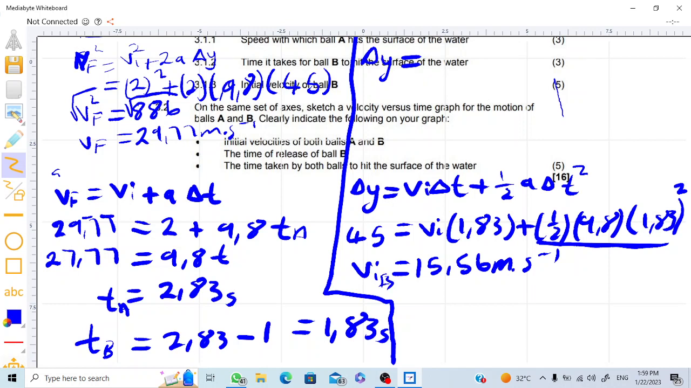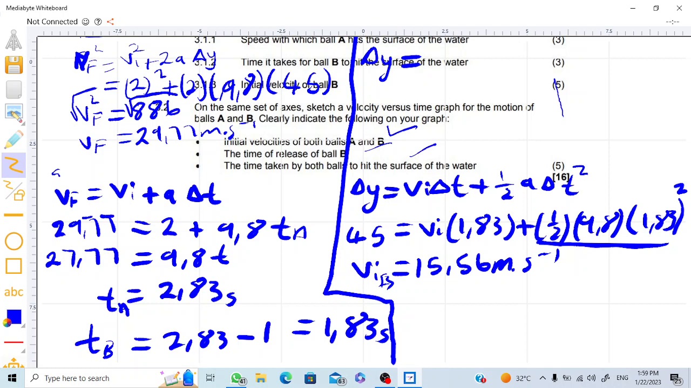Okay, so now it makes sense why the two balls hit the surface at the same time. This was thrown at the higher velocity. Now the next question says, on the same set of axes, sketch a velocity versus time graph for the motion of balls A and B. Clearly indicate the following on your graph. You must indicate initial velocities for both ball A and B, time of release for ball B, the time taken by both balls to hit the surface of the water. Okay, two initial velocities, this and that.